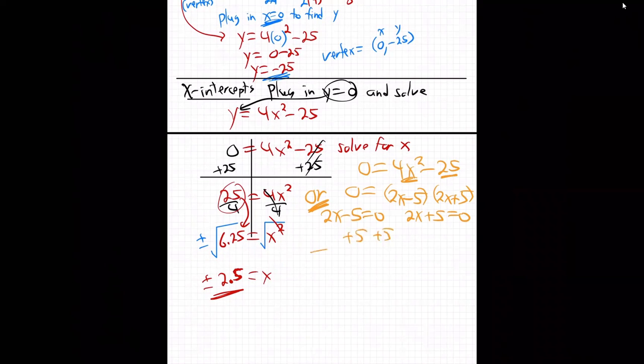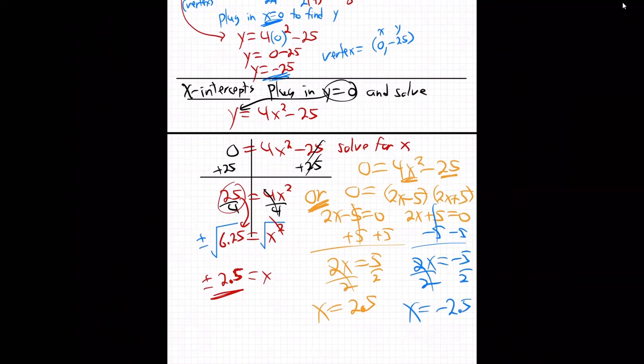You add 5 to both sides. Boom. 2x is 5, divided by 2. Guess what 5 divided by 2 is? 2.5, same answer. On the other side, subtract 5 from both sides, boom. 2x is minus 5, divided by 2, boom. Guess what that is? Minus 2.5. So you're going to get the same two answers as I got this way.